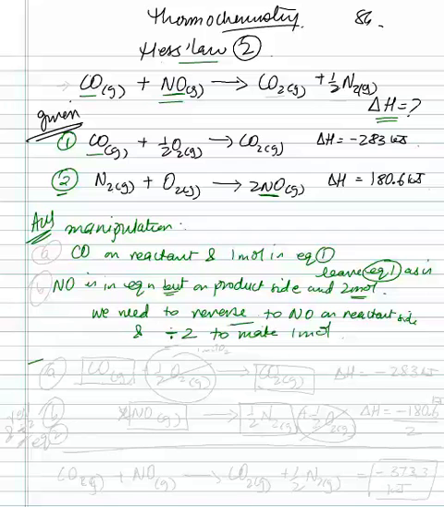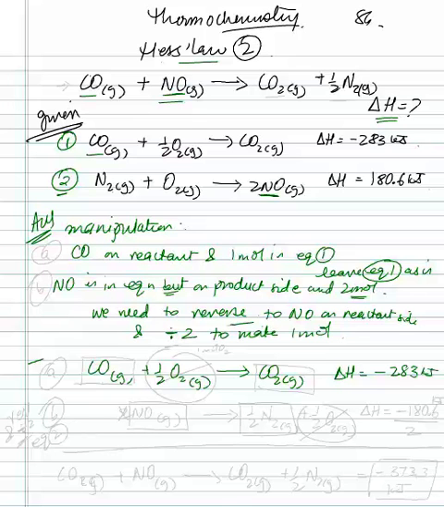So now we'll write the equation. So carbon monoxide gas plus half O2 gas to give us carbon dioxide gas. Delta H here remains the same. Nothing is happening to the delta H because we didn't do anything to the equation.